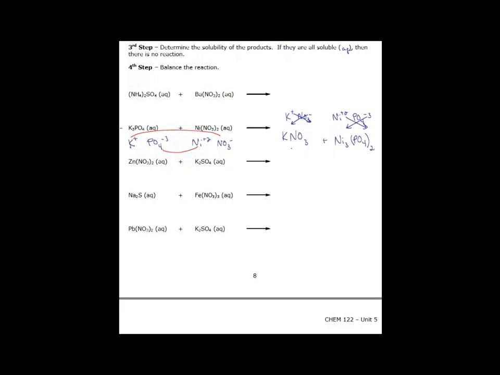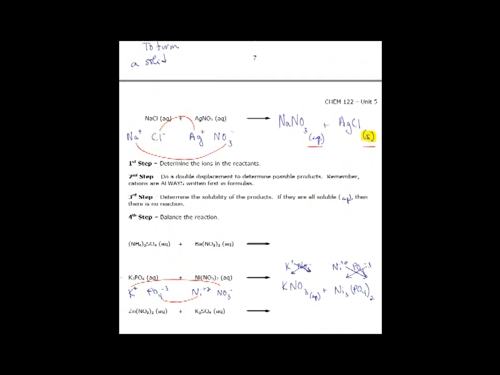Now we have to determine whether or not they're soluble. So potassium nitrate will be soluble because it contains a group 1 element and nitrate. So I'm going to put an AQ by that. And then nickel(II) phosphate. Consult rule number 4. Oh, let's go back to it.